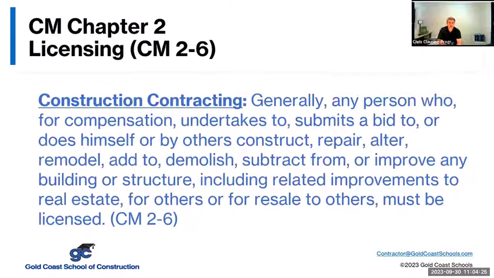Construction contracting, this is page 2-6. Generally, any person who for compensation undertakes to, submits a bid to, or does himself or others construct, repair, alter, etc., for others or for resale to others must be licensed. So this is why you're here. You need a license to do any of these things.